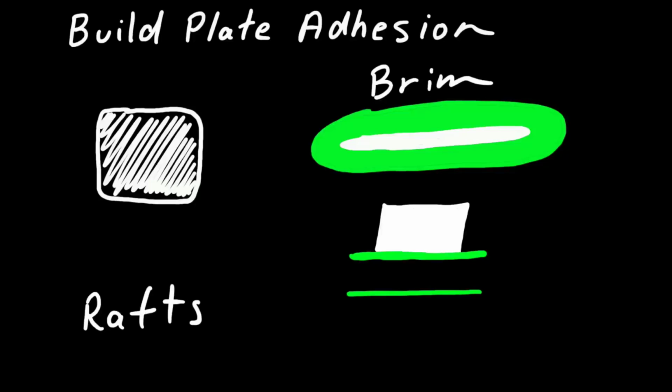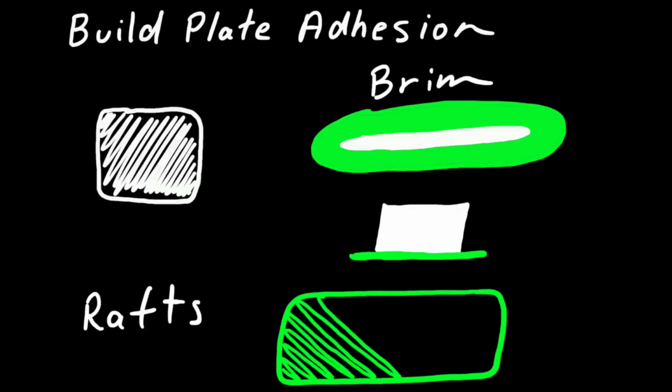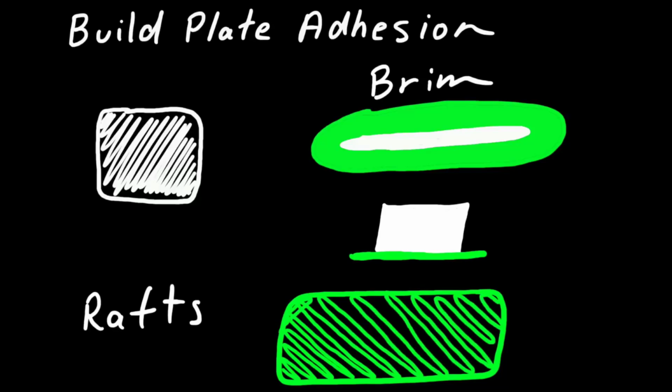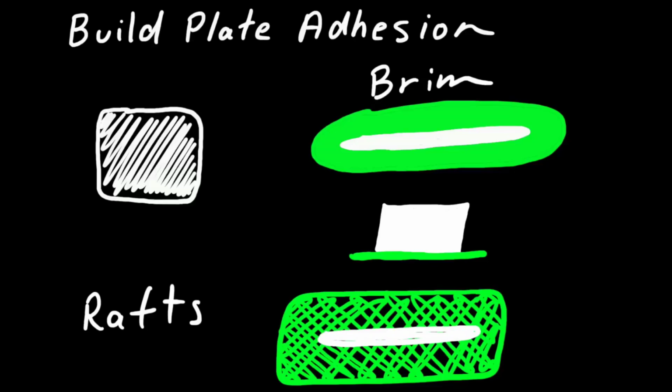Rafts also help with build plate adhesion, but rafts are a little more robust. They involve multiple layers to create a surface mesh. Your part is then built on top of this surface mesh.